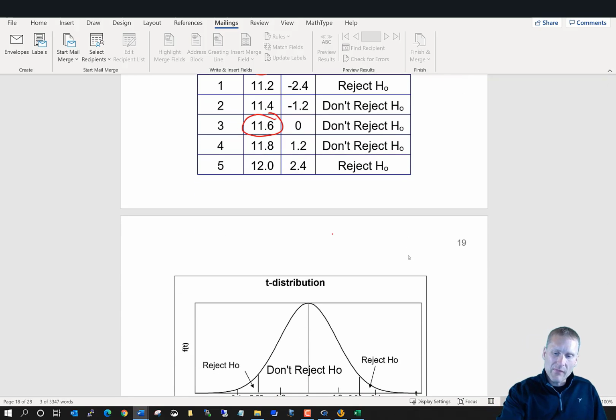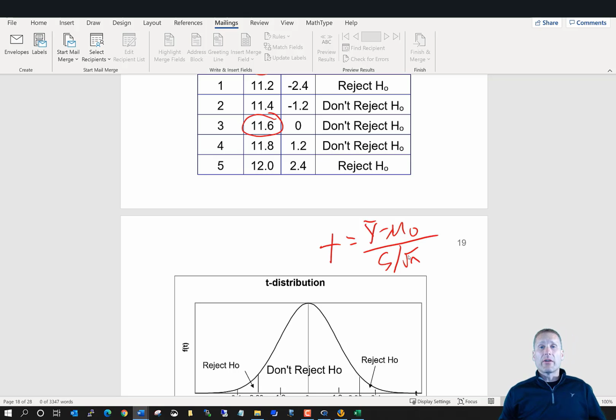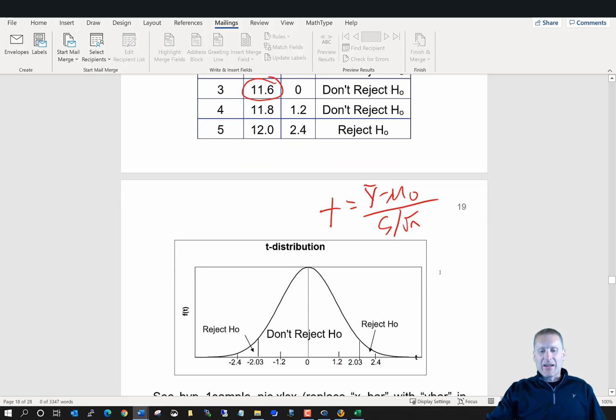Well, when we write our statistic here, we can see what's going to happen to the numerator. It's going to become 0, so t is equal to 0. And so we're going to be right dead center in the middle of that distribution. And so because of that, we'll say don't reject H0.